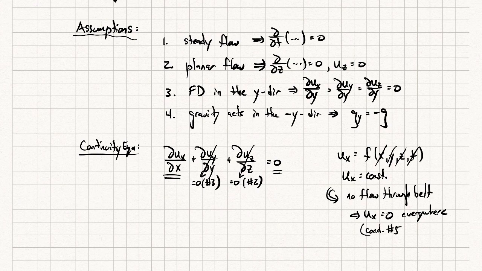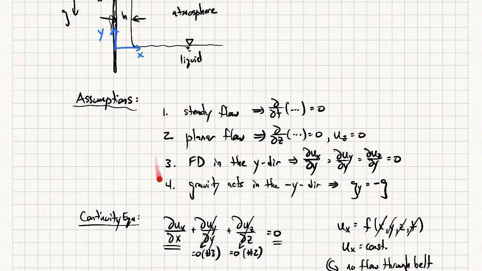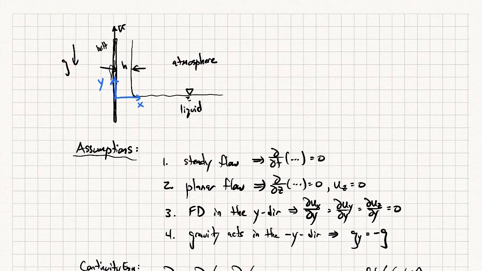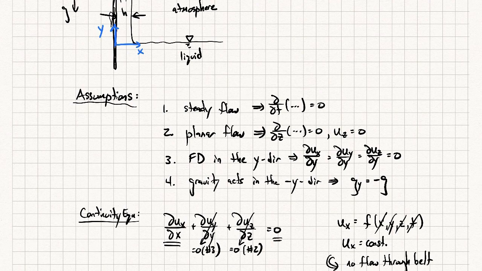I didn't make an assumption for that here. I actually derived it, so that's not an assumption. I'm calling it condition number 5 just so I can refer back to it. It would be perfectly fine if one of your assumptions up here was that you were dealing with a laminar flow. So you could make assumption 5 here, laminar flow, u_x is equal to 0, meaning that the flow is going in layers up the belt. And that would be fine. We just kind of derived it here.